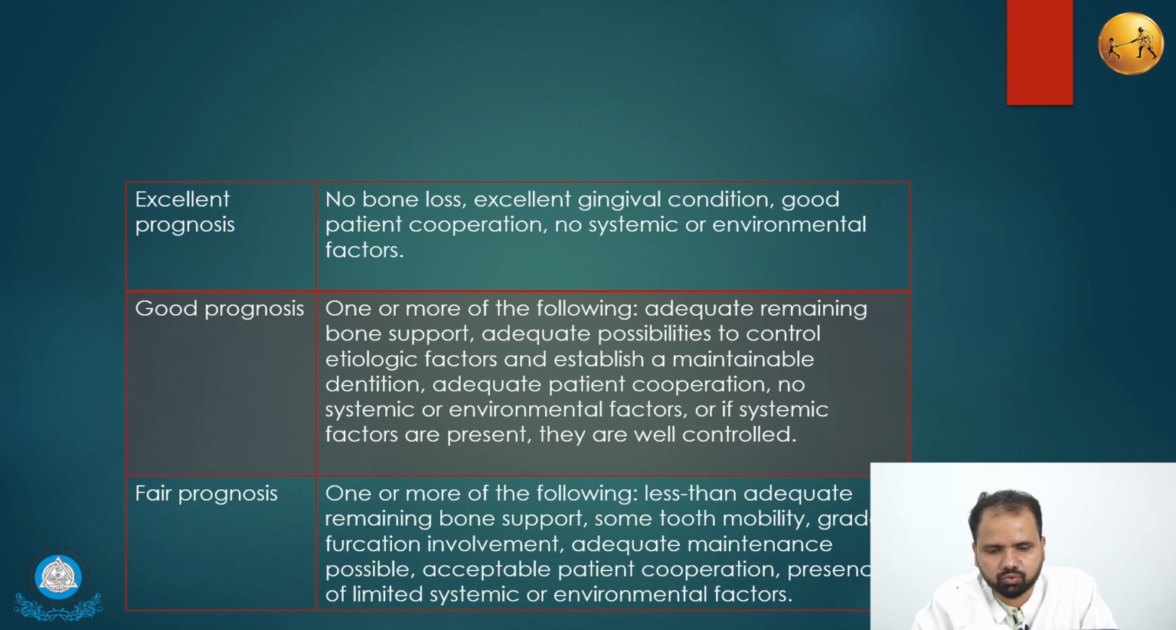Then second is good prognosis. It includes one or more of the following: adequate remaining bone support, adequate possibilities to control the etiological factors, and to establish a maintainable dentition. Then coming to fair prognosis, it is one or more of the following: less than adequate remaining bone support, some degree of tooth mobility, furcation involvement which is usually grade 1, followed by acceptable patient cooperation and presence of limited systemic or environmental factors.